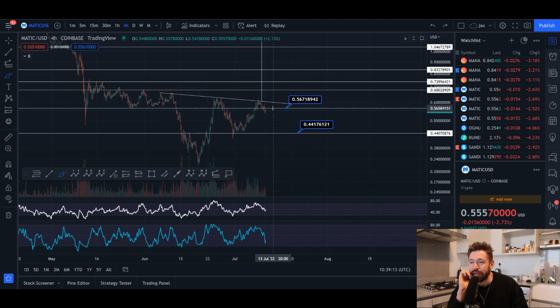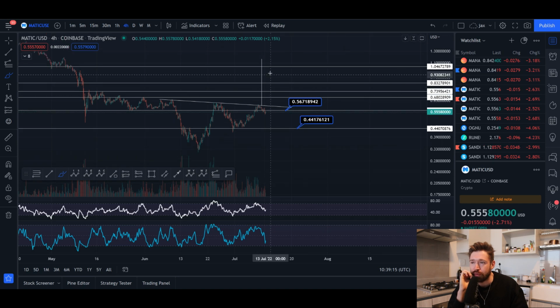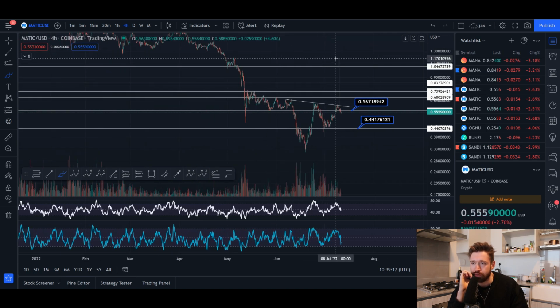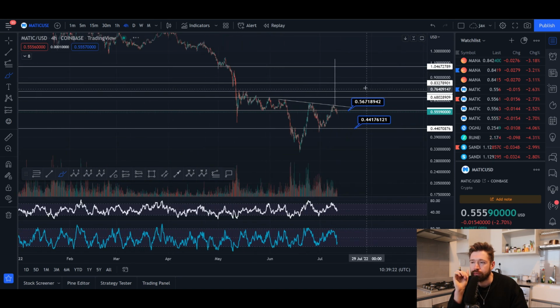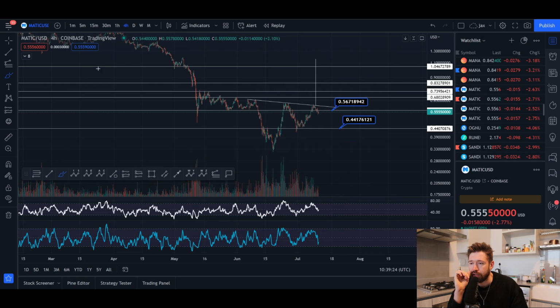So if we do come up, we break this resistance, we could see that beautiful push for Matic up to the technical target of about $1.17. Don't know if we'd come that high. We do have resistance along the way, but first we have to break this trend line of resistance.